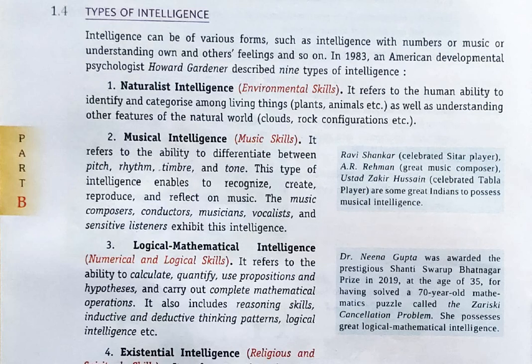So, what is naturalist intelligence? It is the ability to identify and categorize living things, as well as understanding other features of the natural world. Okay, so if you are able to interact with and distinguish or identify natural living things and other features of nature, then you have naturalist intelligence.